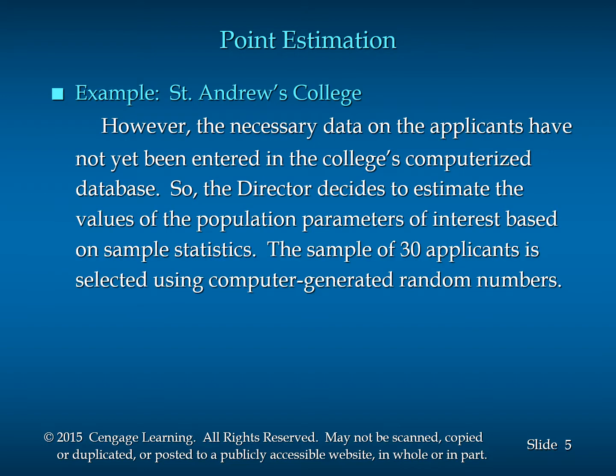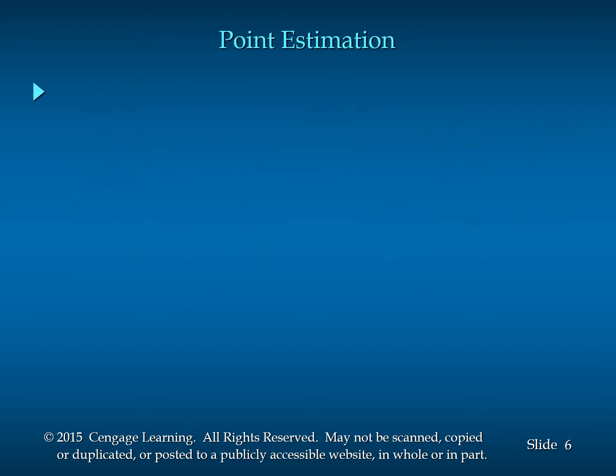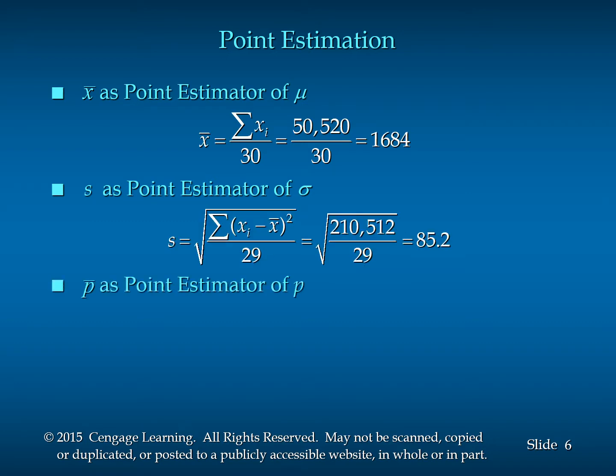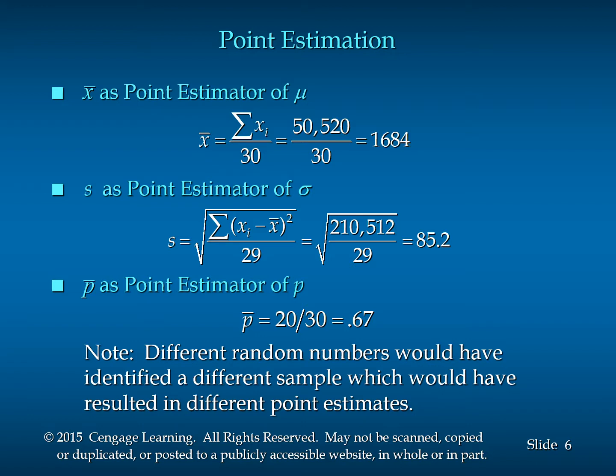We use a good random sampling method, for example, random number generation, to get the sample. And then we calculate the mean and the standard deviation of SAT scores from the sample, as well as the proportion of those applications which want on-campus housing. We need to remember, though, that if we had chosen a different sample of 30, we would almost certainly have gotten different sample statistics.